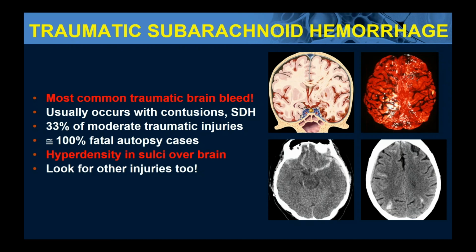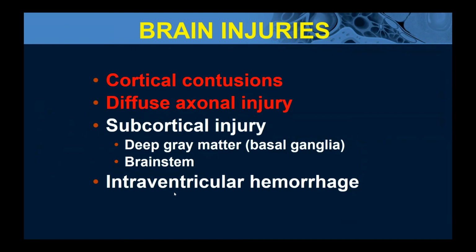It is the most common of all the traumatic brain bleeds. Epidural hematomas are only about 5% of traumatic brain bleeds. Subdural hematomas, much more common, maybe 40 or 50% of traumatic brain bleeds. But traumatic subarachnoid hemorrhage is virtually universal in almost all cases of moderate to severe head injuries, and you will find them if you look for them.